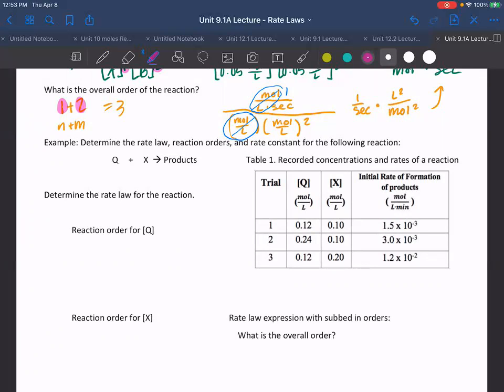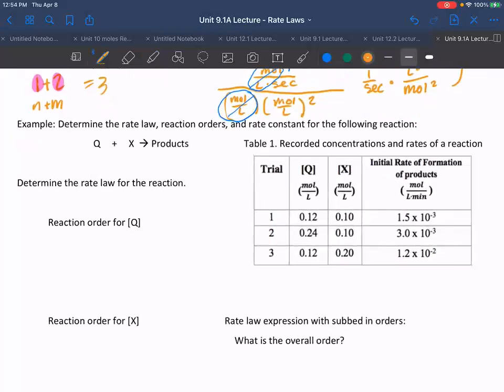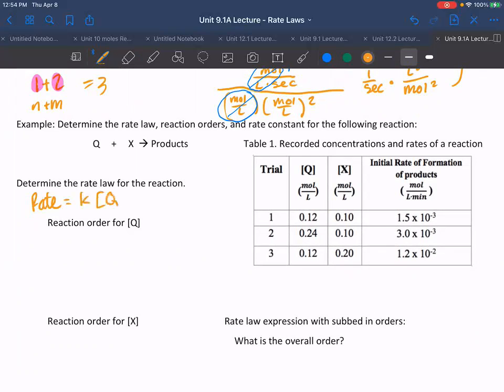Now we're going to look at the reaction Q plus X goes to some products, because guess what? We don't really care about the products, so it doesn't matter. In this case, we're going to write our generic rate law for the equation. We have that our rate is equal to some constant times the concentration of Q to some power times the concentration of X to some power.